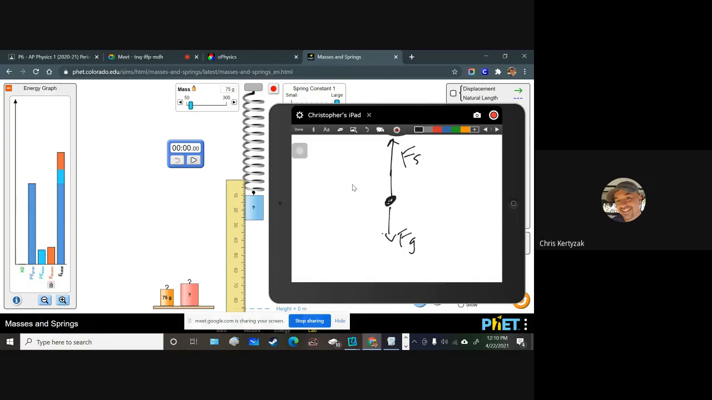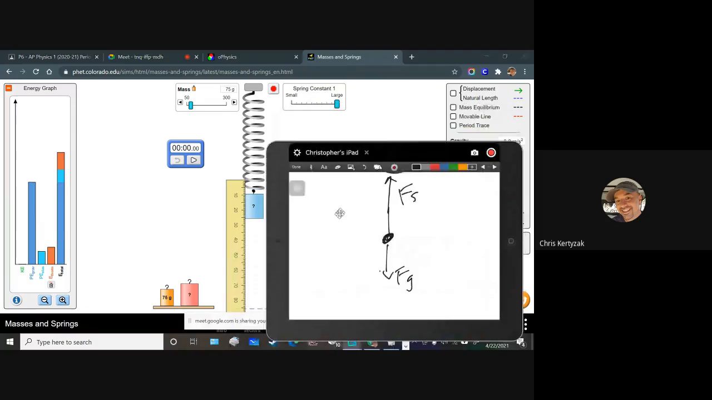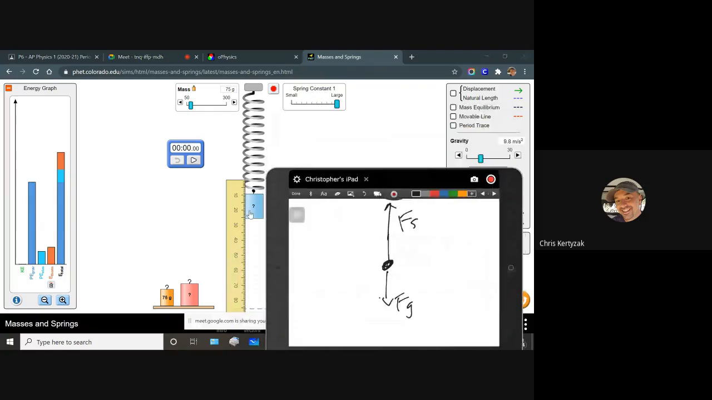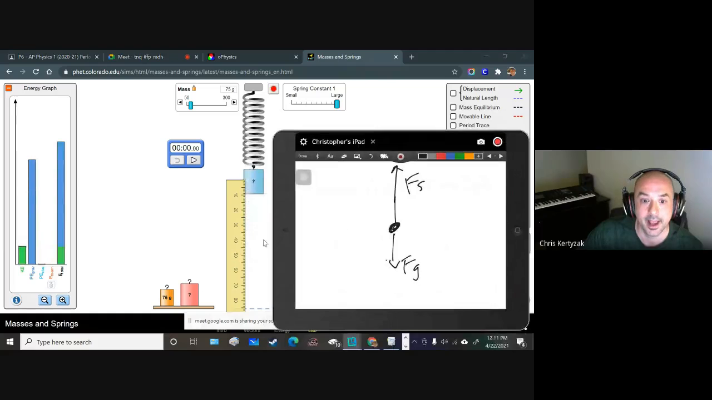I can talk about damping a little bit. Damping is an effect that diminishes its motion due to heat or air resistance. So I've removed that effect. So if I pulled it down like this, it is going to go up and down, right?